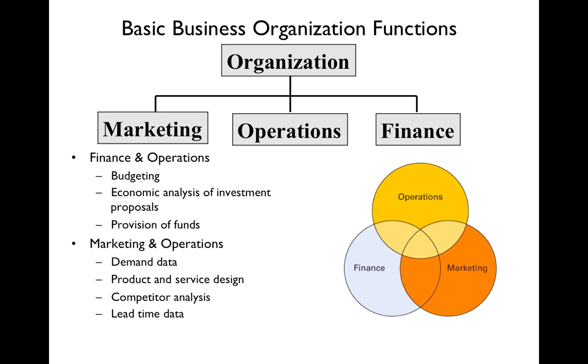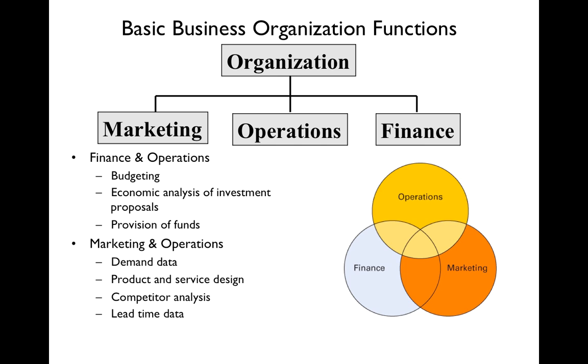So there's three basic functions of any organization, and that is marketing, operations, and finance. So marketing is the part that identifies customers, brings customers in. Operations is the part that actually makes something or does something, and finance is collecting the money, managing the money, all of those. Now there's overlap between these three areas.